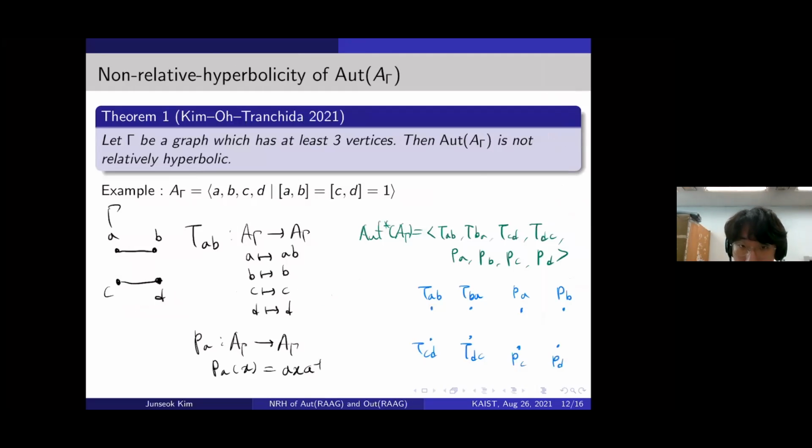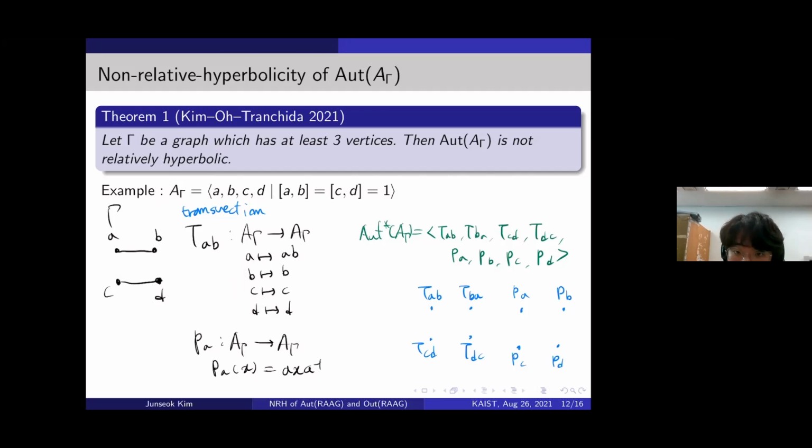So let's see. It turns out that if the associated graph has at least 3 vertices, then Out A_Γ is not relatively hyperbolic in general. It's hard to give the whole proof in this talk, so instead let me give a simple example. Γ is given like this, and one of the generators, called a transvection, is denoted by T_AB, and it sends A to AB, and it fixes the other generators of Γ.